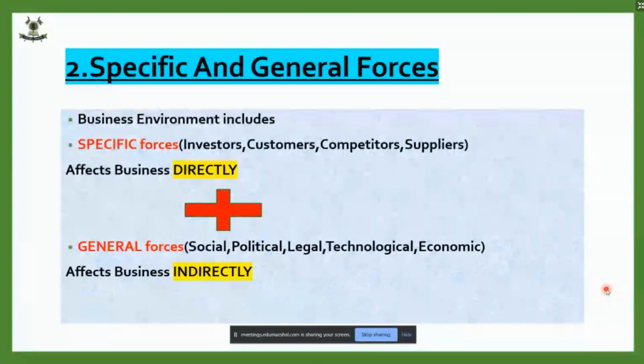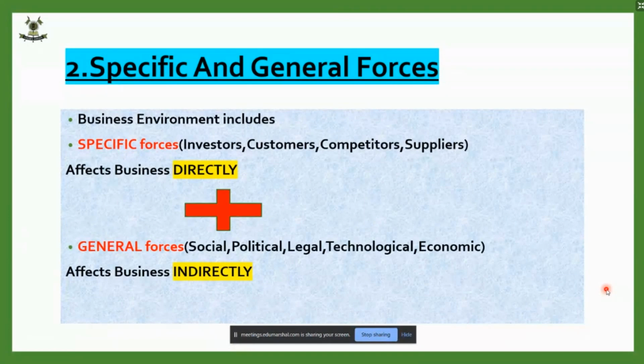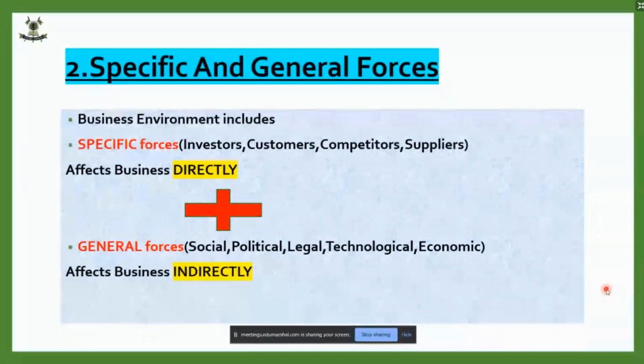So this is what we talk about when we talk of dimensions. These are the general forces. Any change in society, in politics, in laws, in technology, in economy, interest rates, bank rates, inflation, all these are going to have an impact on the business. It might be direct, it might be indirect, but there is going to be an impact.